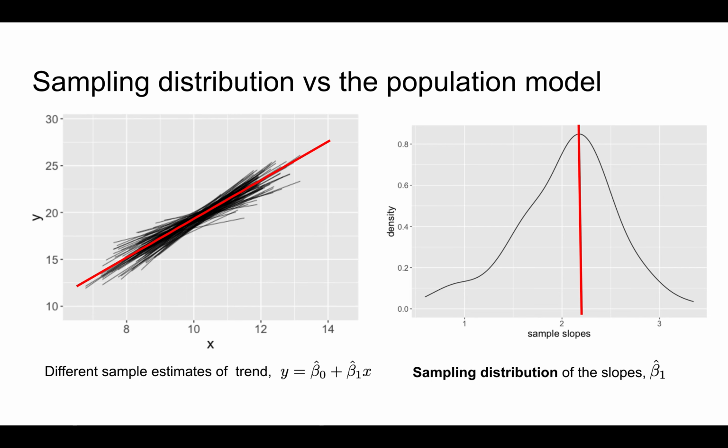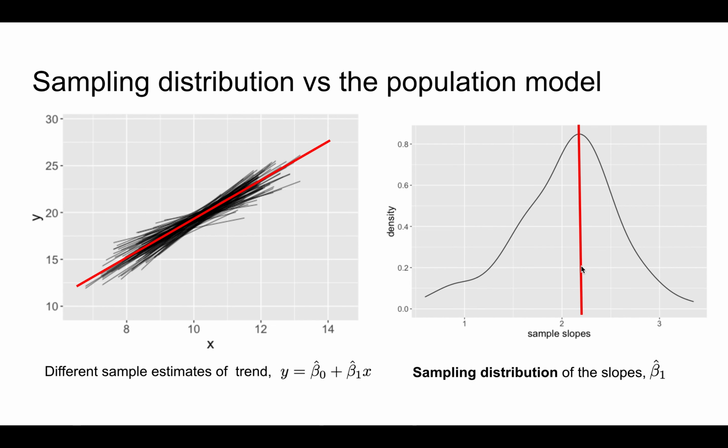Next, suppose we had a crystal ball and could know what was going on in the population and could then compare our actual population model and slope, represented here by the red lines, to our sample estimates. Though each individual sample estimate is incorrect, we observe that the estimates are scattered around the actual population values. That is, the sample model lines are scattered around the actual population line, and the slopes of these sample models are scattered around the slope of the population line.